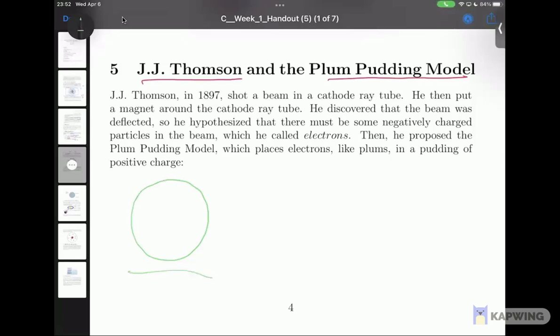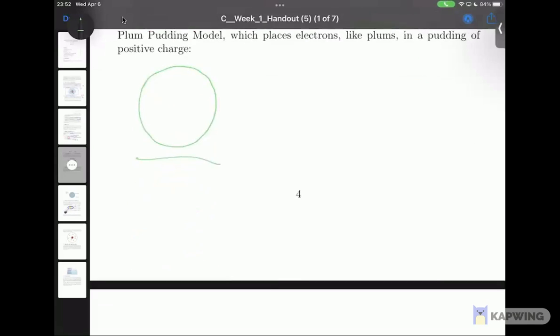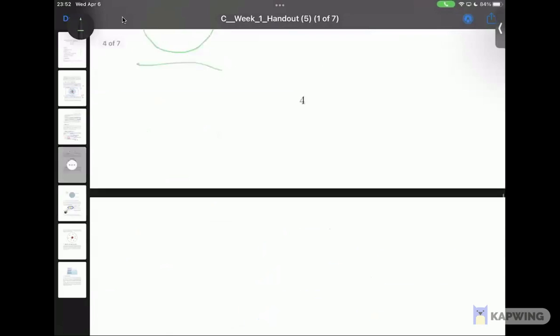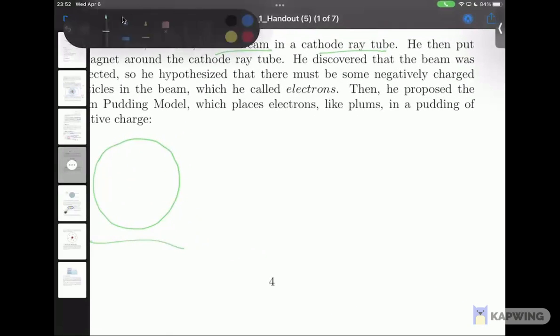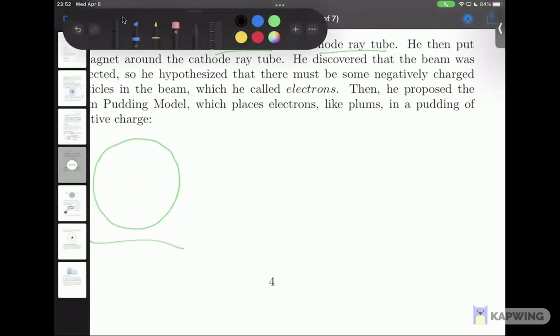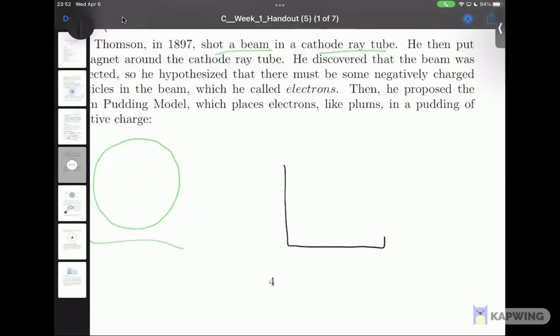Now, J.J. Thomson actually conducted an experiment almost 90 years later. In a cathode ray tube, he shot a beam, and then he put a magnet around that cathode ray tube. So let's take a look at what his experiment looked like. Let me just draw it right here. So he had a cathode ray tube, which looks something like this.